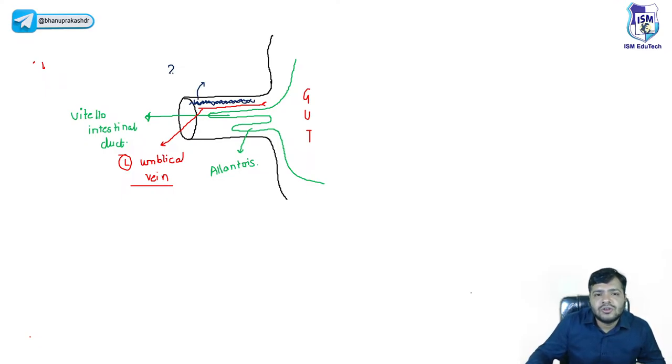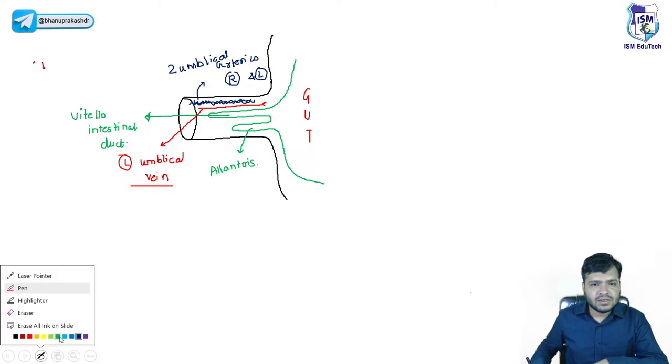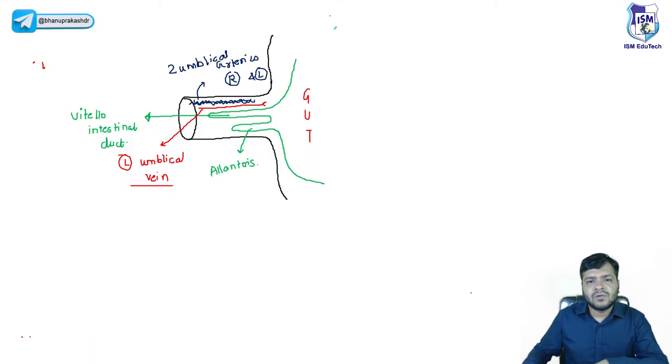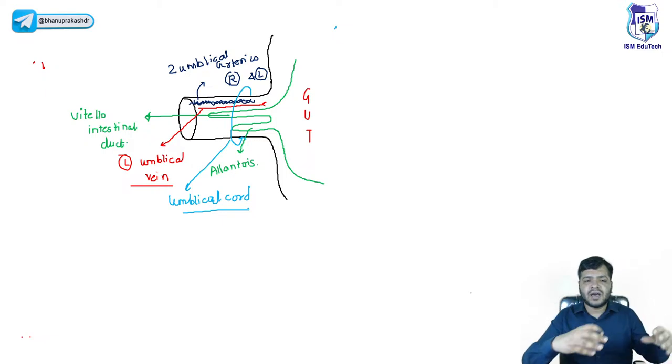So we have two umbilical arteries, that is the right and the left one. Aur ye pura hi structure, that is the umbilical cord. Theek hai, agar ye puri structure ko main is tarike se mark kar do, this whole structure, this is the umbilicus, umbilical cord. ये पूरा का पूरा क्या है, umbilical cord, umbilicus के through बाहर आ रहा है.